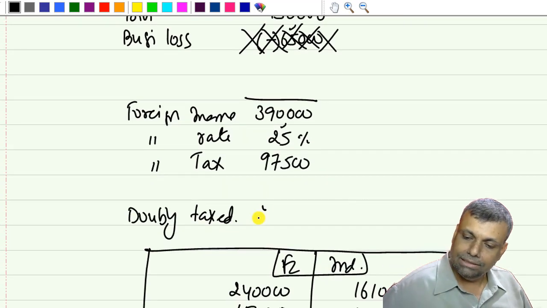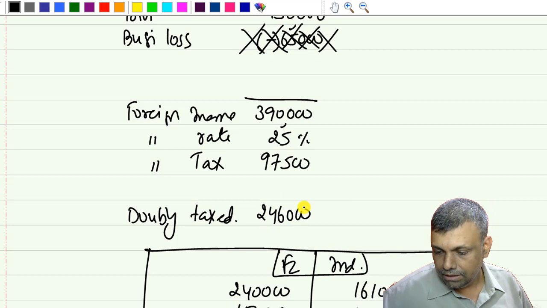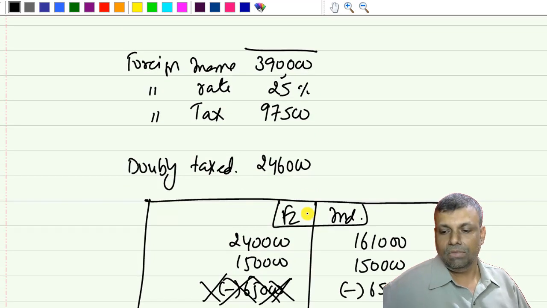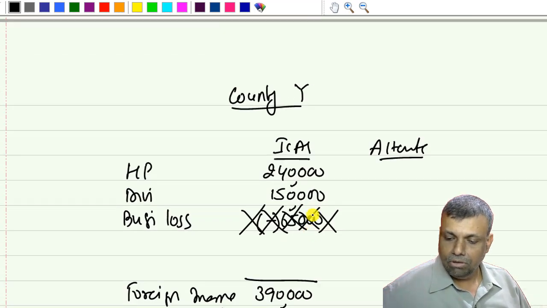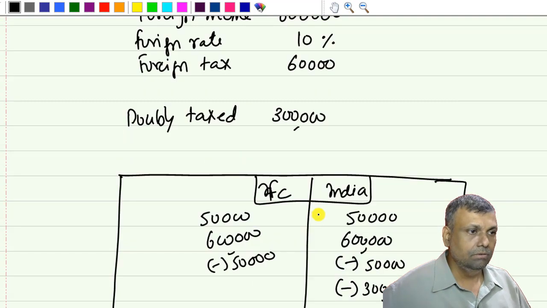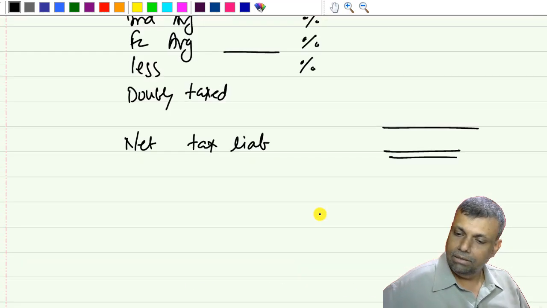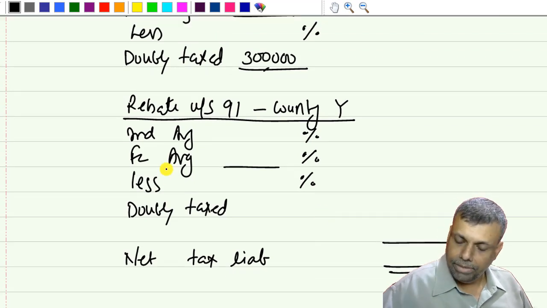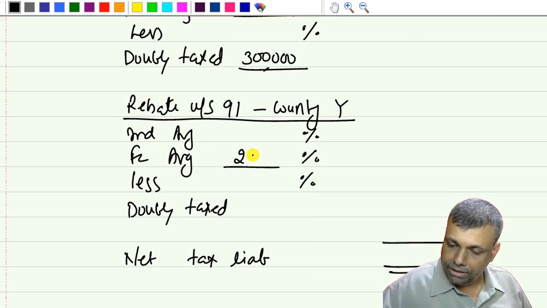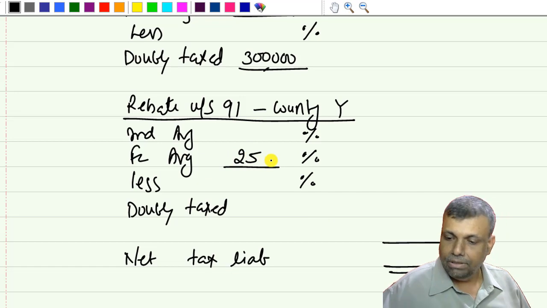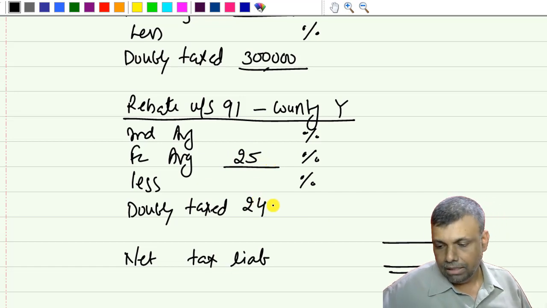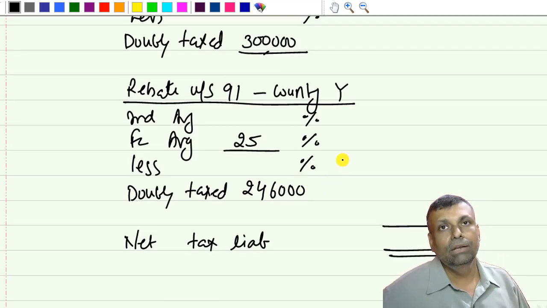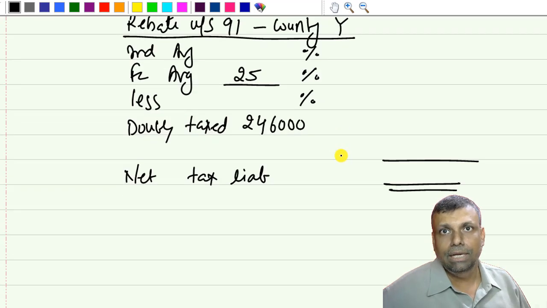Okay, so doubly taxed income is 2,46,000 rupees. Once you have got this doubly taxed income and the foreign rate, you can update in your main answer that the foreign average rate is 25% of country Y and the doubly taxed income is 2,46,000 rupees. And then you can start doing the multiplication and arrive at the rebate under section 91.